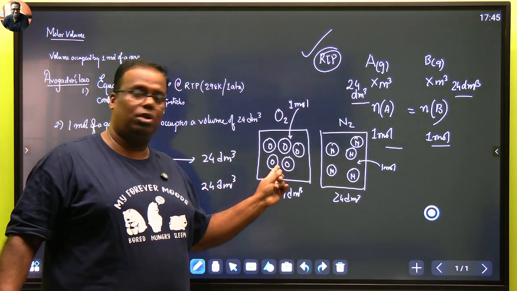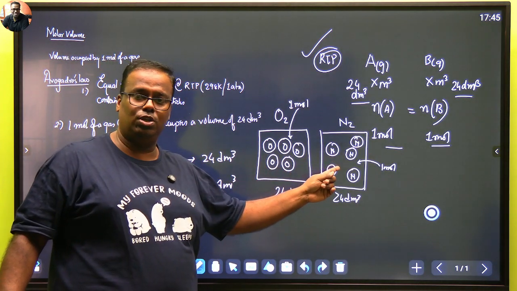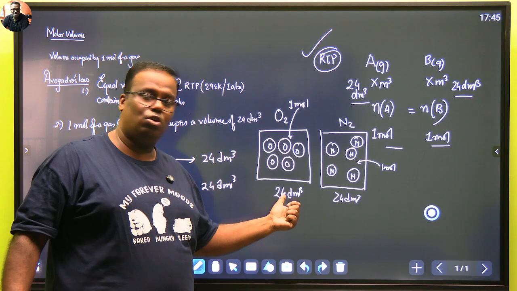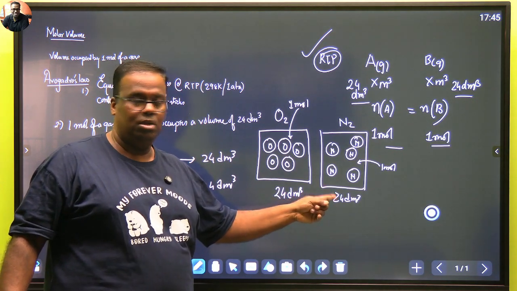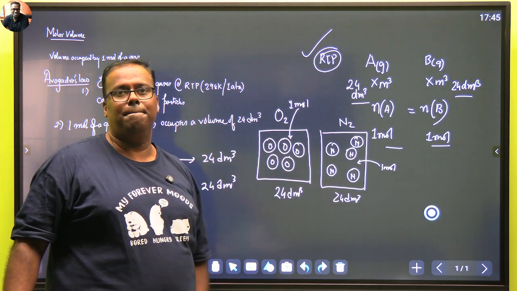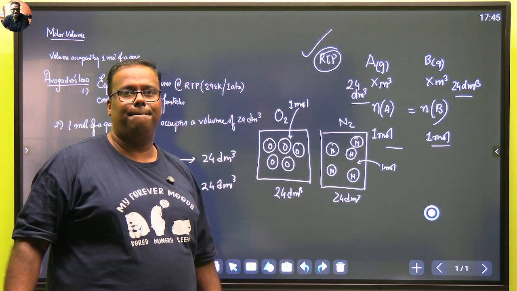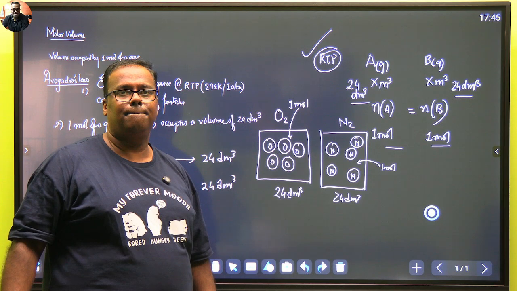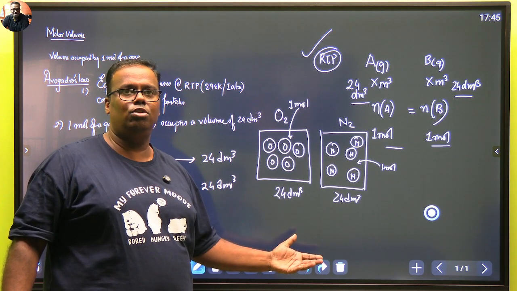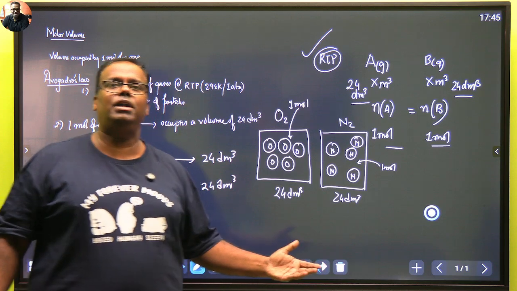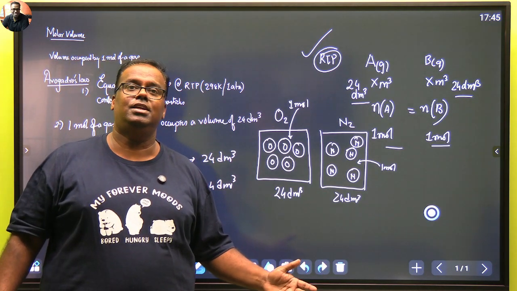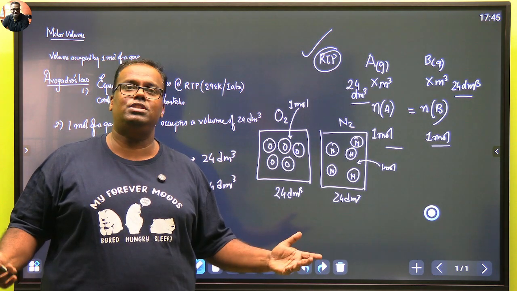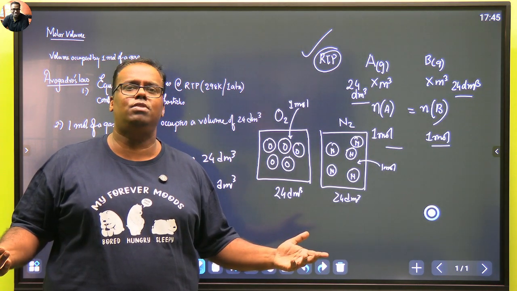6.022 into 10 to the power 23, 6.022 into 10 to the power 23. This one also occupies 24 dm cube. This one also occupies 24 dm cube. 1 mole, 1 mole. So, if it has the same number of particles, but one is lesser, how will the volume be? No, nothing is lesser. Volume is the same. Same number of particles, sizes are different. Same number of particles, they occupy the same volume.